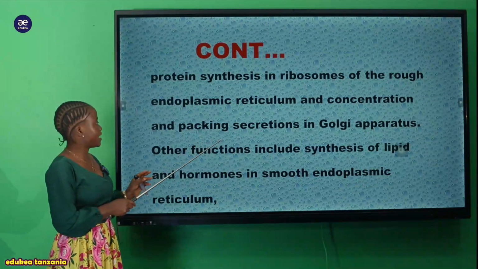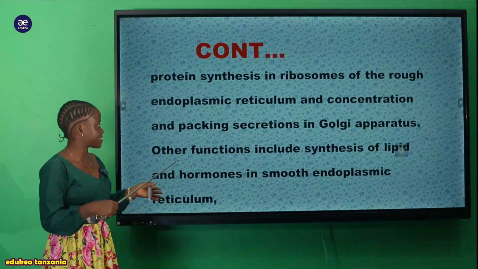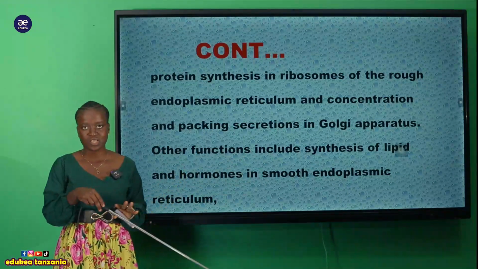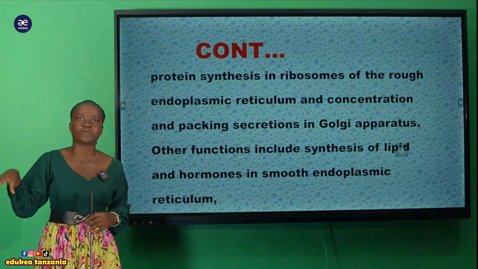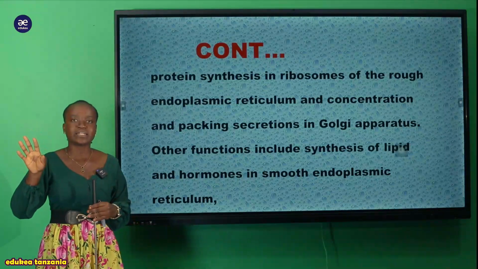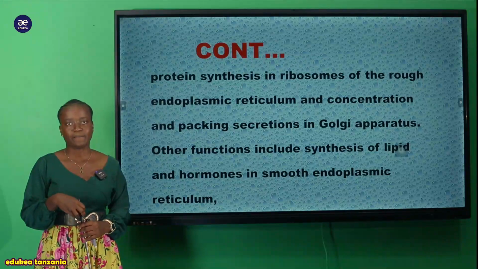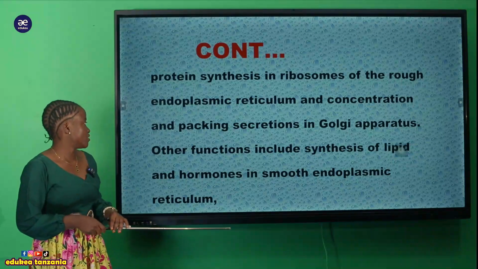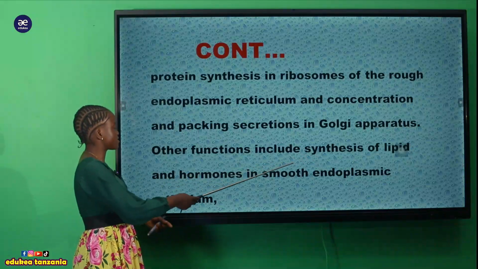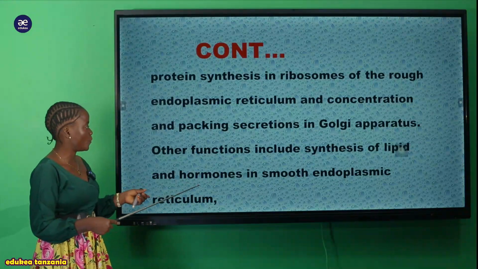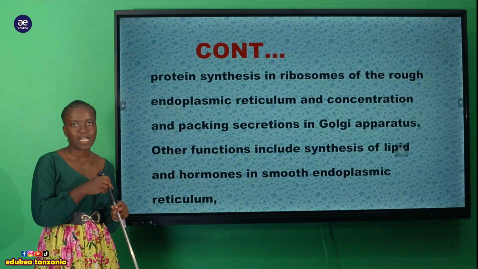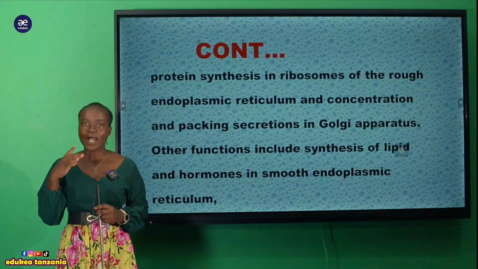But also now you can see in the Golgi apparatus also there is a function that is packing secretions. So it takes the secretion from different organelles, then they pack it in order to release it outside of the cell. But also we have another function of this Golgi apparatus, that is synthesis of lipid and hormone in smooth endoplasmic reticulum. So all of these organelles we're going to discuss one after another.